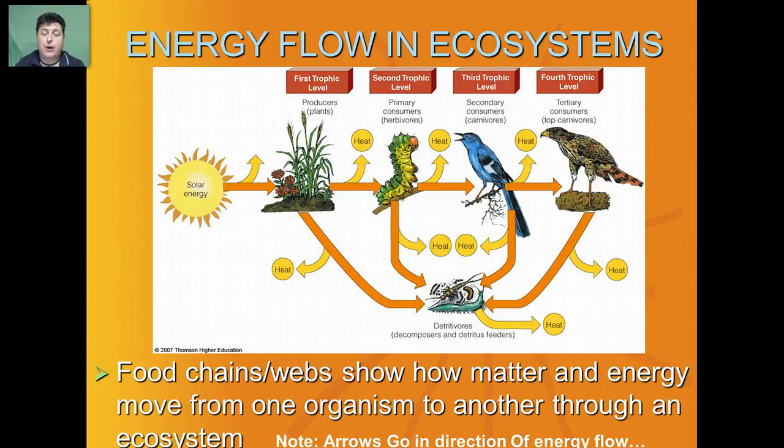Now, all energy flow in ecosystems can be diagrammed using food chains and food webs. These diagrams are going to show the flow of energy and the transfer of matter from one trophic level to another. It's important to note that the arrows show the direction of the flow of energy.